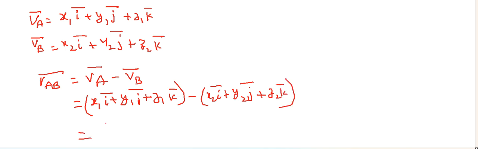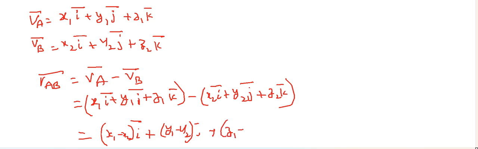So if I group the terms, here x1 i bar, here minus x2 i bar. So I will write it as x1 minus x2 i bar, plus the y terms, y1 minus y2 j bar, plus the k terms, z1 minus z2 k bar. This is the relative velocity of A with respect to B.